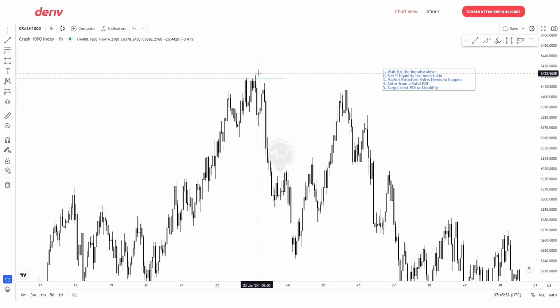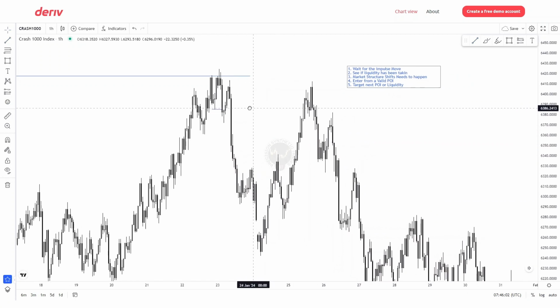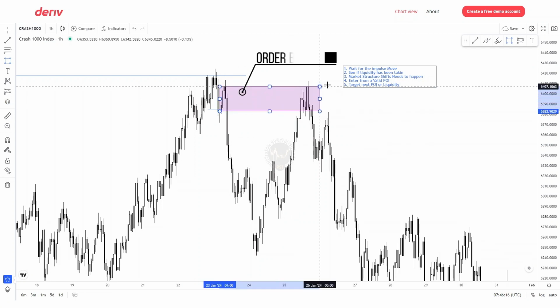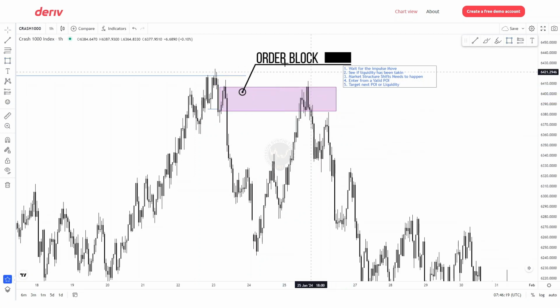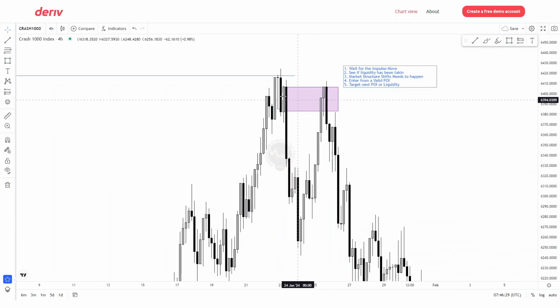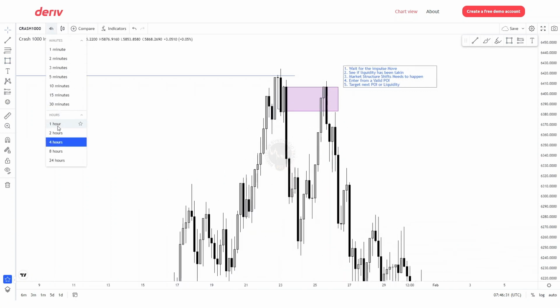Let's see, do we have a market structure shift? Yes, we do have one. It's this one here. Market structure shift. And then what do we have? So under higher time frames, you will see in this example we are on the 1 hour, but if you go onto the 4 hour, you'll see this will be one order block. So let's mark that one out. Just go to the 4 hour quickly so that you can see exactly. You see, there's your order block. Okay, let's go back to the 1 hour.